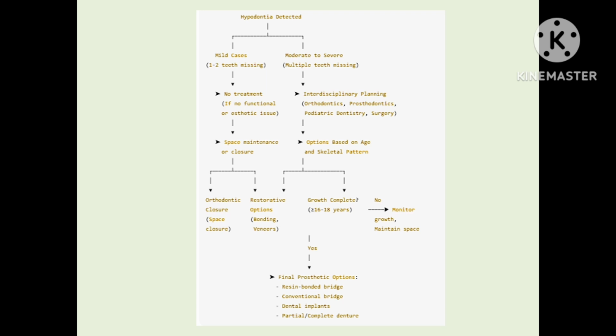So in a nutshell, in case of hypodontia we have to decide whether to close the space or fill it. Space closure means using orthodontic treatment like braces to move nearby teeth into the gaps, which can be ideal if it improves the bite and appearance. On the other hand, space filling means keeping the gap for future replacements such as a denture, bridge, or implant, especially when closing the space may affect facial balance or function. The choice depends upon the number of missing teeth, patient age, and overall dental health.